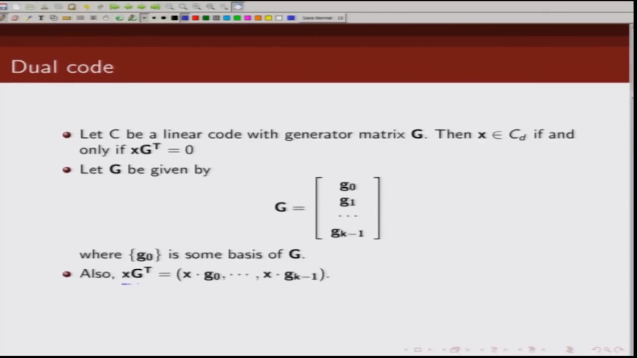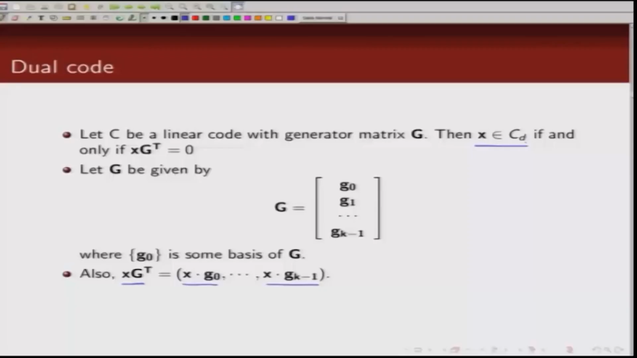Now, XG transpose is basically given by the inner products of X with G0, X with G1, X with G2, up to X with Gk minus 1. Now, what happens if X belongs to the dual code? If X belongs to the dual code, then the set of code words which belongs to the dual code are orthogonal to the set of code words which belongs to the original code C.